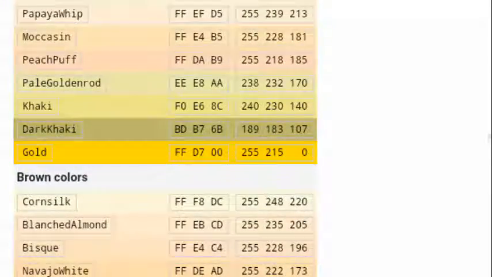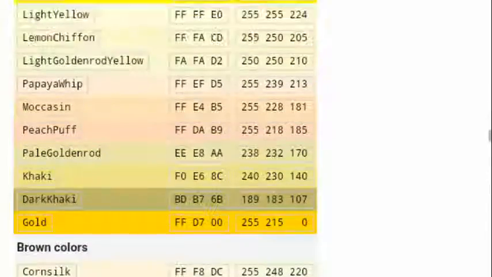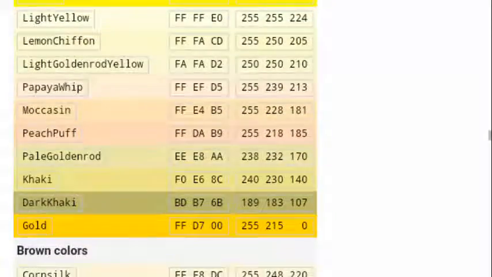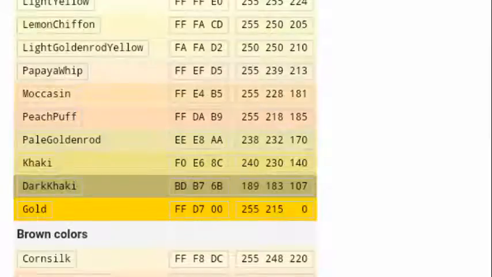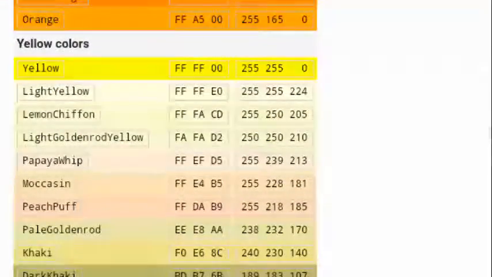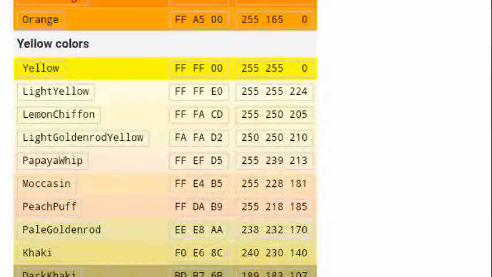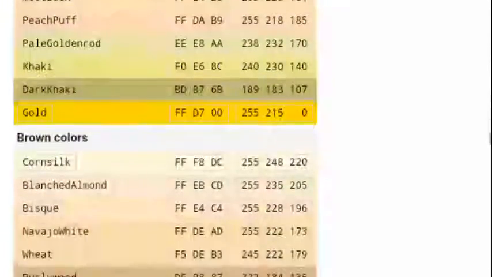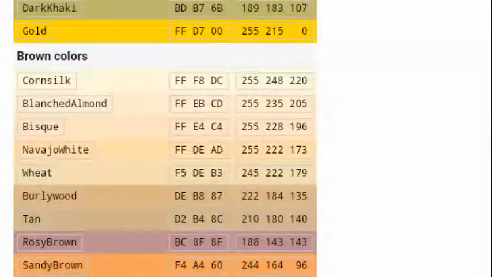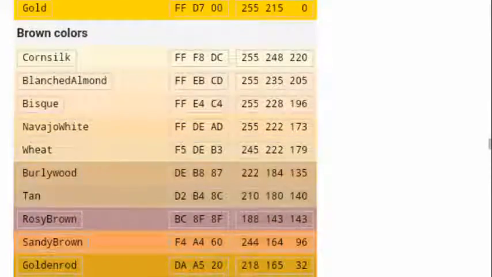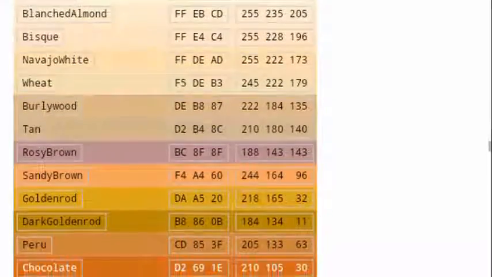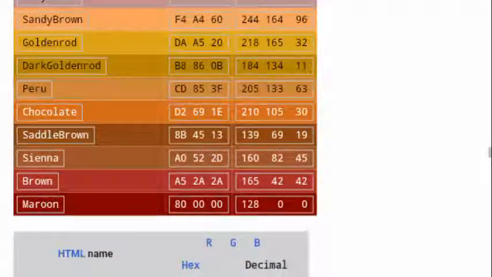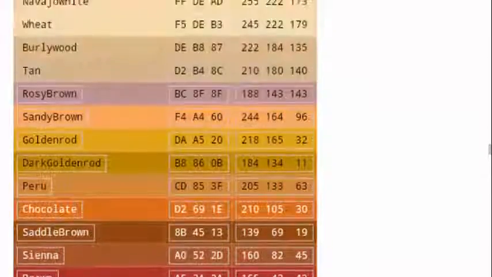And then look at the dark khaki. So when you wear a khaki thing, or you have a peach puff, or you wear a gold shirt, please remember you are wearing yellow and your parents are red and green. And then you have brown colors, and these are the different types of brown colors. I think I'm going to learn them properly so that when I see them, I know.